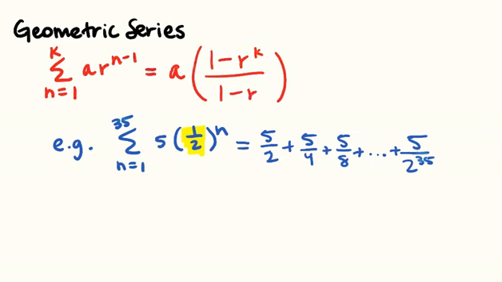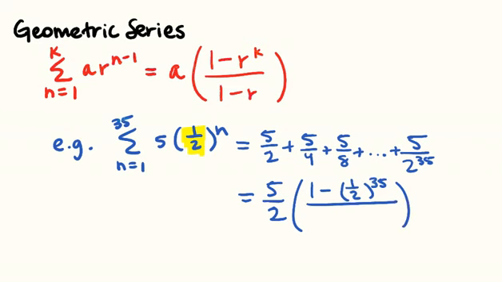Now we've got a formula for this. We're going to use the formula up here in red. So a is the first term, that's 5/2. And then 1 minus the ratio to the kth power. The ratio is 1/2. k is 35. Divided by 1 minus 1/2.